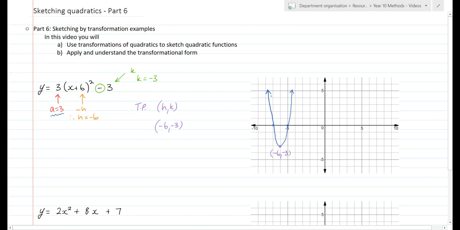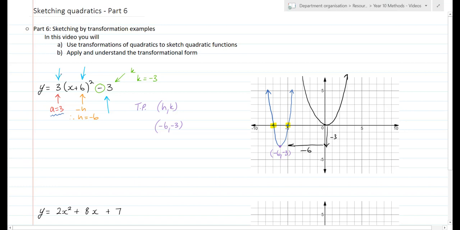We could do some tests on that, of course. We could show that the two x-intercepts here are negative 5 and negative 7. But we don't need to do that. We're pretty confident with our transformations. And you'll also note here that this is taking the standard parabola, which looks like this. It's shifting it down 3 spots, shifting it left 6 spots, and then making it steeper. So here is our down 3 spots, left 6 spots, and making it steeper.